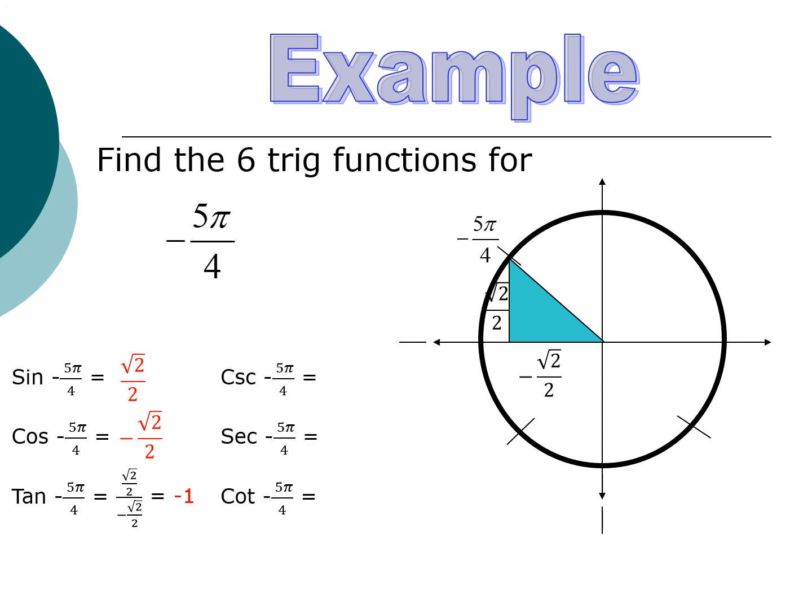Let's do the other 3 trig functions. Cosecant is the inverse of sine, so flip the answer. When you flip it, we do have a radical in the denominator. We fix it by multiplying the top and the bottom by radical 2. Same thing with secant. Flip cosine's answer and rationalize it. And then for cotangent, if you flip a negative 1, it'll just be a negative 1.